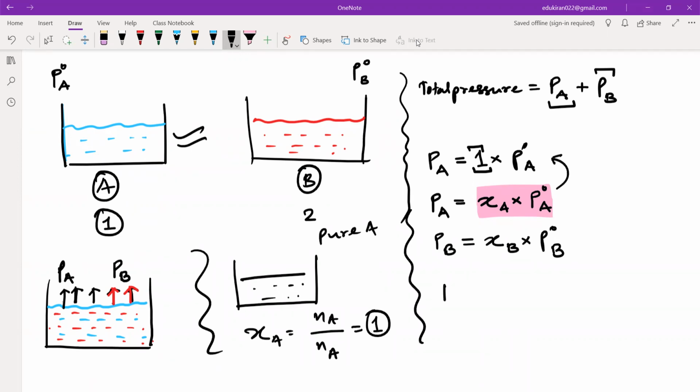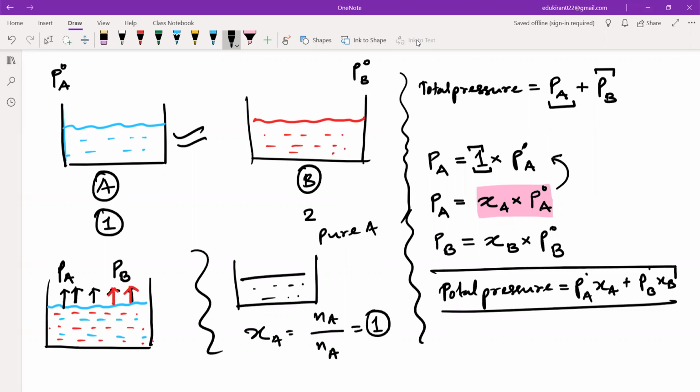Then I can say the total pressure will be equal to P naught A chi A plus P naught B chi B. So this is the Raoult's law. Now what we'll do? We have explained it. Now we will write it. We'll write what is Raoult's law.